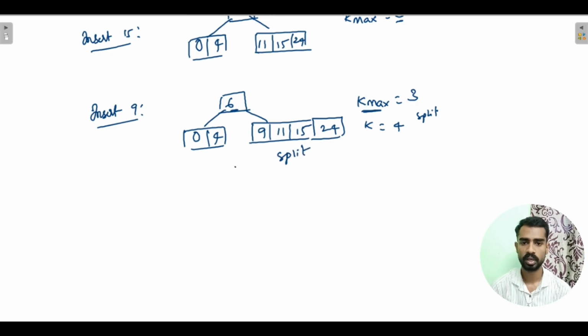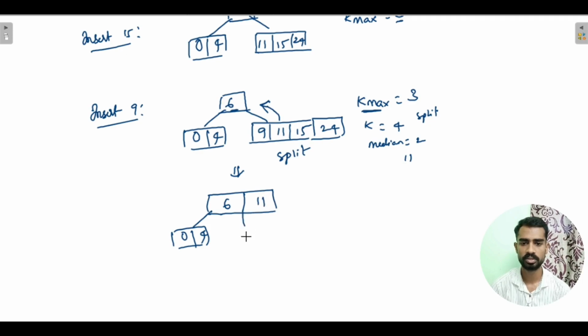After the split operation, what is the median position here? The median position is 2, so the second value. What is the second value? The second value is 11, so 11 has to be pushed to the parent. Now 6 and 11 will be one node. 0 and 4 are the left child of 6. What is the left child of 11 going to be? The left child of 11 is going to be 9. And what is the right child of 11 now? 15 and 24. So this is how the split operation actually works.